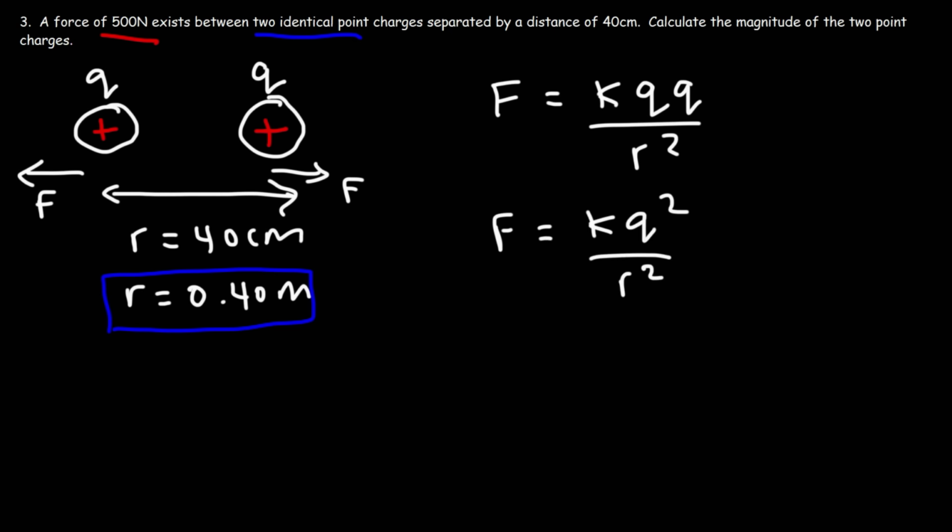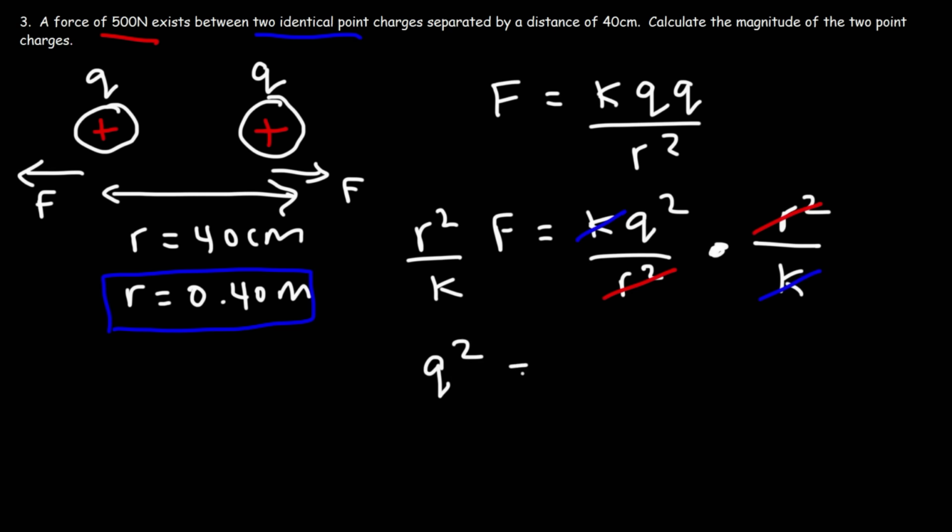Now what we need to do is isolate Q squared. So I'm going to multiply both sides by R squared over K. The reason why I want to multiply both sides of the equation by R squared over K is so that on the right we could cancel R squared and we can also cancel K. So what we have left over on the right side, which is now on the left side because I reversed it, is Q squared. Q squared is equal to F times R squared over K.